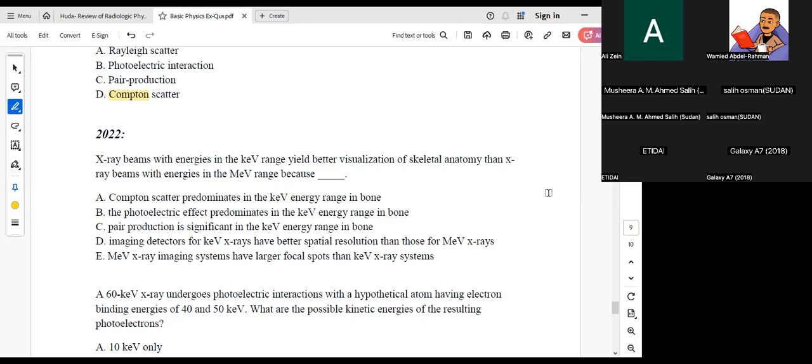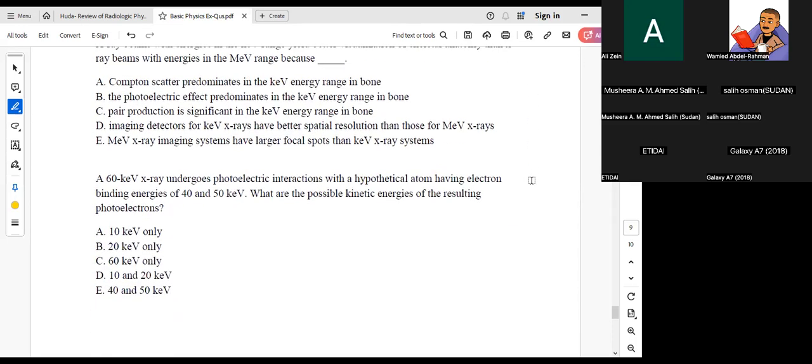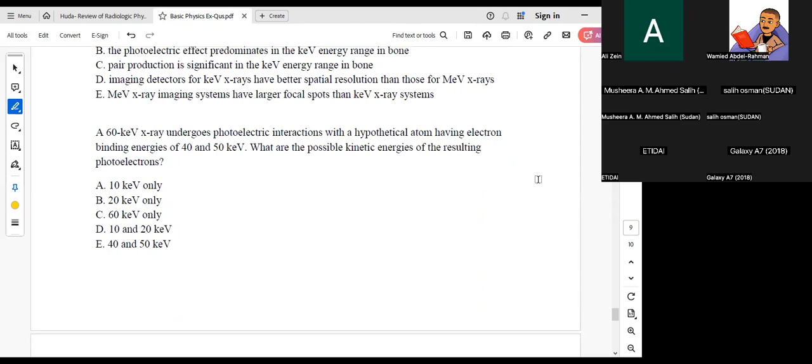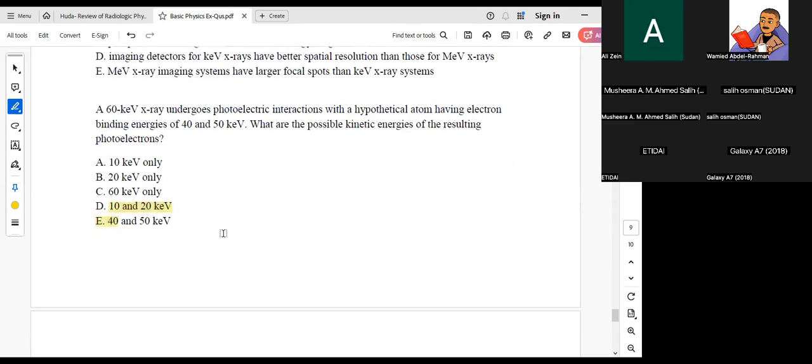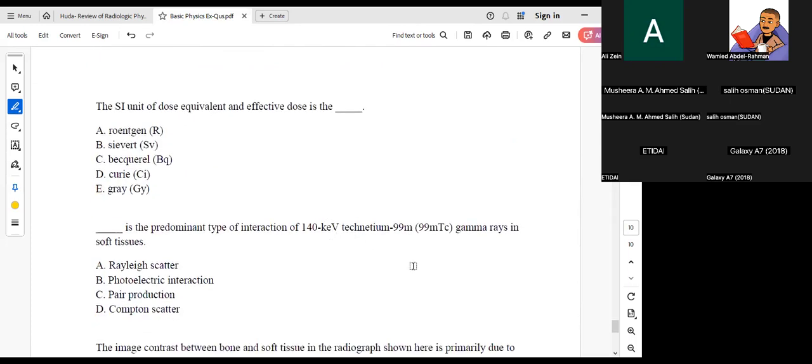X-ray beams with energies in keV range yield better visualization of. We already answered this, it's a repeated question. A 60 keV X-ray undergoes. This one we answered too, 20 and 10, for both. The SI unit for dose equivalent and effective dose is of course the Sievert.